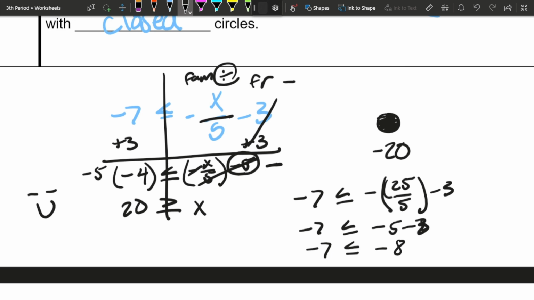Let's put it on a number line. My negative 7 is right here. My negative 8 is right there. My negative 10 somewhere over there. I have my 0 there.